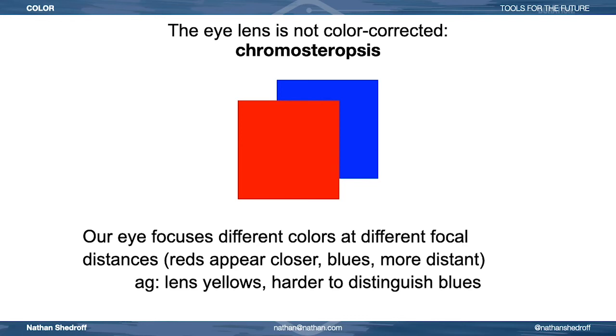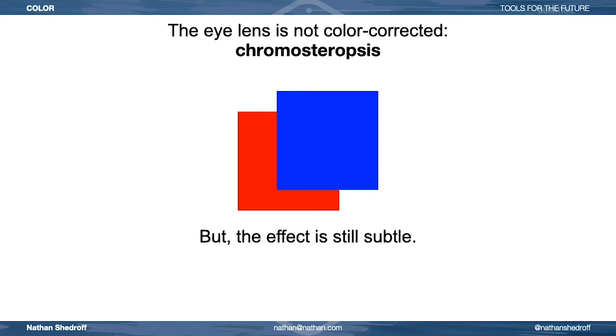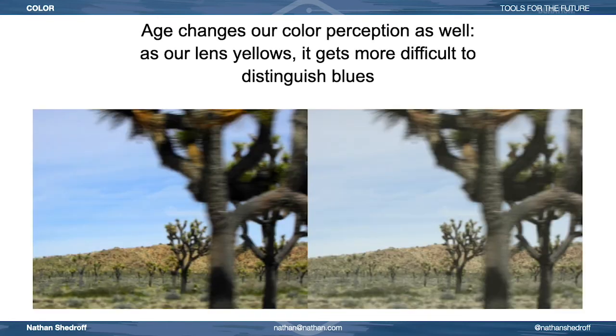Now, I'll admit that these effects are pretty minor, and we've gotten used to them over time. Also, over time, our lens is yellow, which makes it harder to distinguish these blues, which means it makes it harder for us to distinguish depth. If we force a change in the interplay in color, we can get a sense of how this chromostereopsis works, but the effect is still really subtle. As I said before, as we age, our color perception changes as well. Our lens is yellow, which means it's difficult to distinguish blues, and it's difficult to judge the same depth.